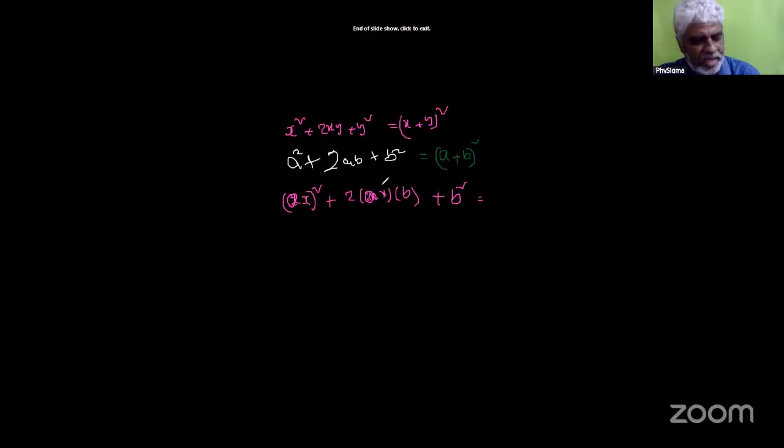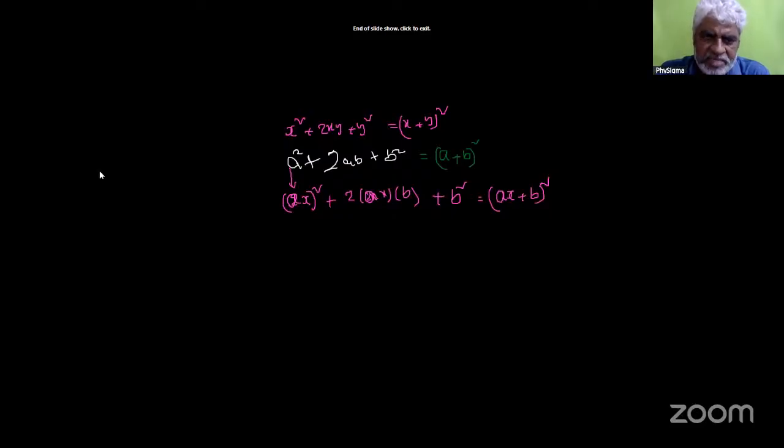Similarly, what is ax whole square plus 2 into ax into b plus b square? Here a means ax only, right? So it is ax plus b whole square, right? If you know this, you can understand the quadratic equation formula very easily.